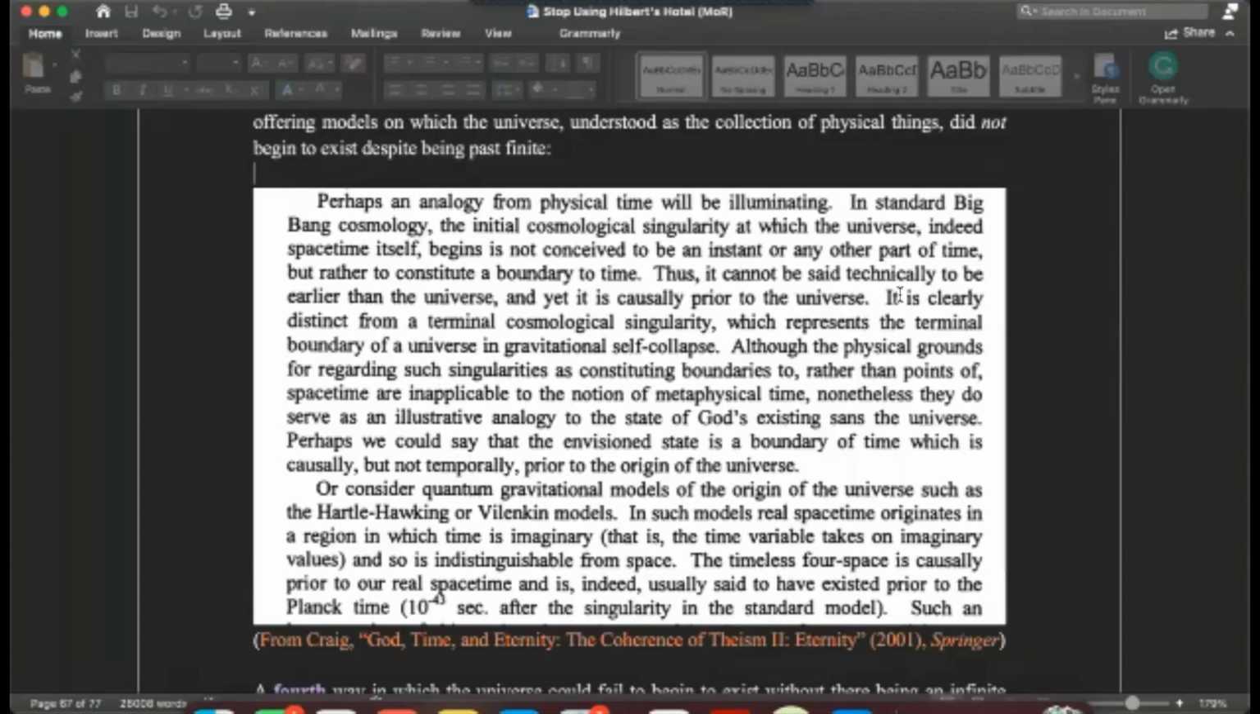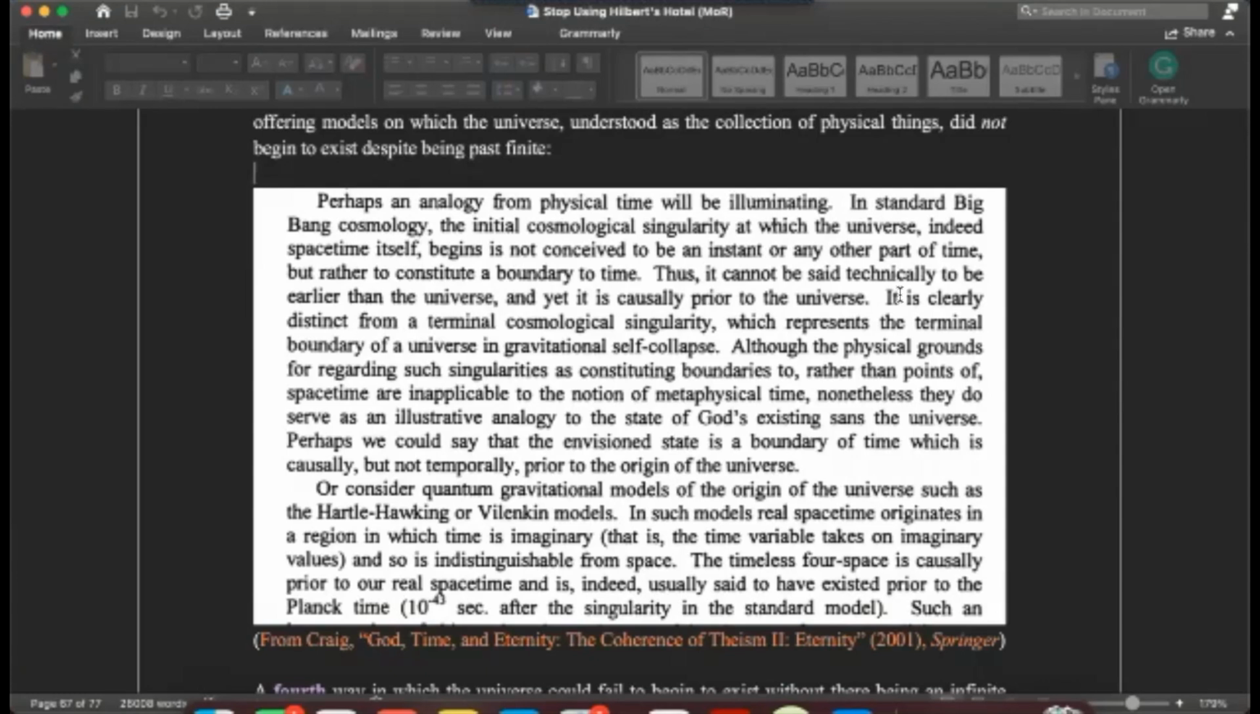Or consider quantum gravitational models of the origin of the universe, such as the Hartle-Hawking or Vilenkin models. In such models, real spacetime originates in a region in which time is imaginary, that is, the time variable takes on imaginary values, and so is indistinguishable from space. The timeless forespace is causally prior to our real spacetime, and is, indeed, usually said to have existed prior to the Planck time, 10 to the negative 43 seconds after the initial singularity in the standard model.